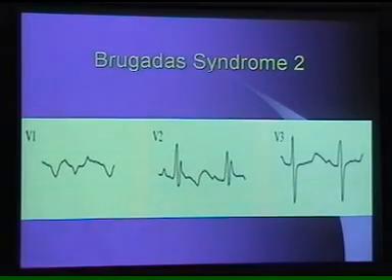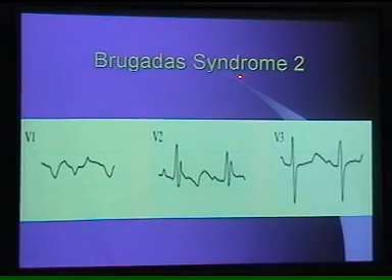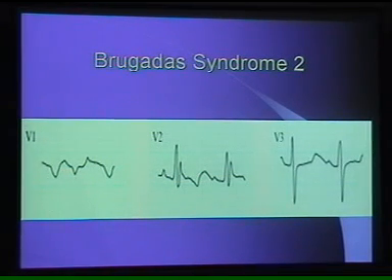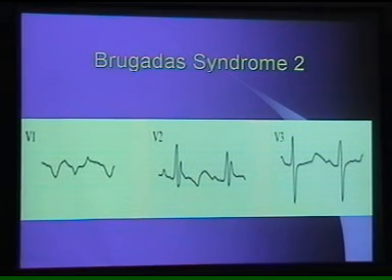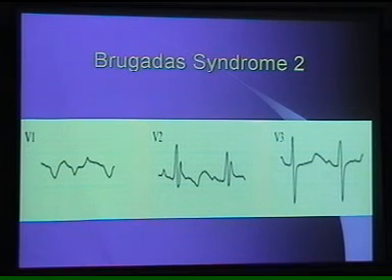Next. The second type of Brugada's syndrome is where the right bundle branch block pattern develops in the chest leads. Now here what we find is a broad QRS complex in V1, an RS and R1 pattern in V2. This is the feature of the right bundle branch block. It was regarded as a harmless congenital abnormality in the past.